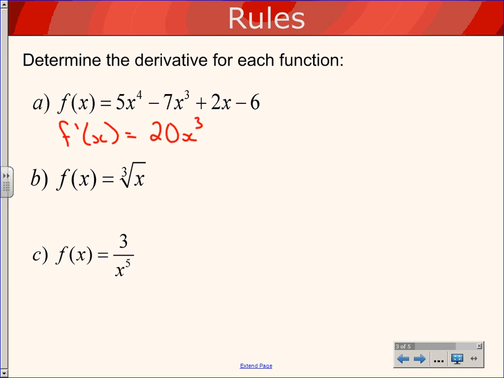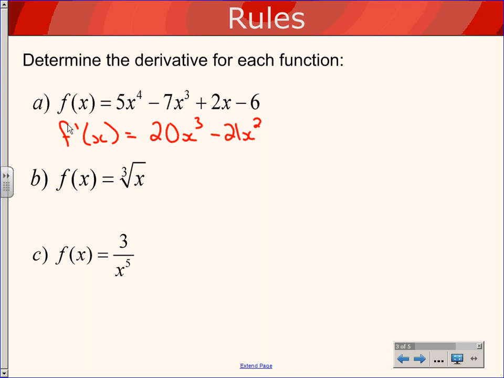Minus 7x cubed, multiply the 3 by the 7, decrease the exponent by 1. Notice I just left the minus there, right? And then I don't think it's harder. The next one is plus 2x, and the derivative of that is just 2.